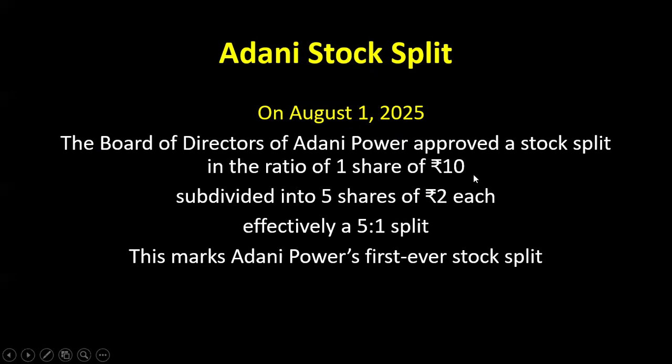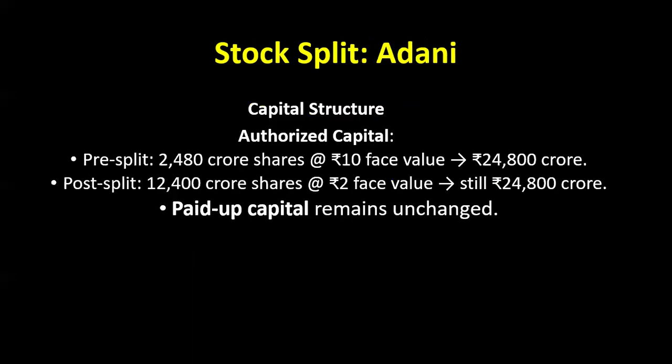One share of face value 10 subdivided into 5 shares of rupees 2. So we can see that the face value reduced to 2. As a result, the number of shares increased, split into 5. Effectively, it's called 5 for 1. This is Adani Power's first ever stock split. What will be the effect on the capital structure? So pre-split, the capital is 24,800 crore. The face value is 10.